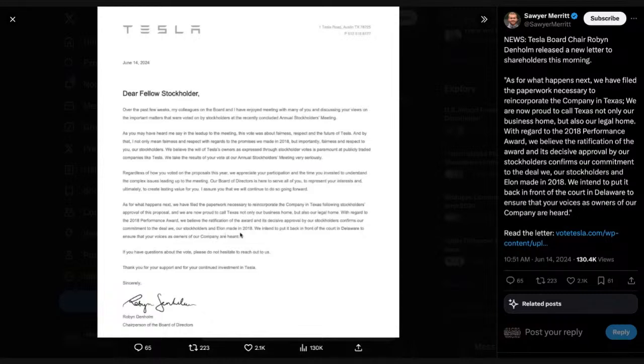Our stockholders and Elon made in 2018. We intend to put it back in front of the court in Delaware to ensure that your voices are heard. So they're going to appeal. So they're moving the company to Texas and they're going to appeal the decision. That's the next step.